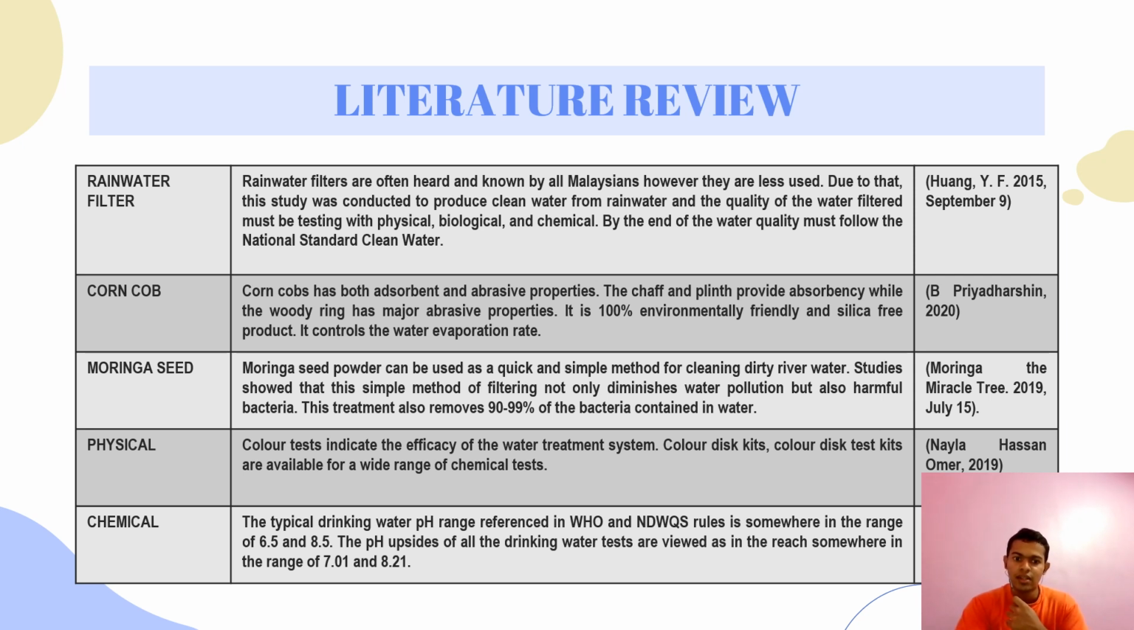As for physical, color tests are done to determine the turbidity of the water. And last, for chemical, a typical drinking water pH range differs for different purposes. Therefore, ours will be from 6.5 to 8.5.